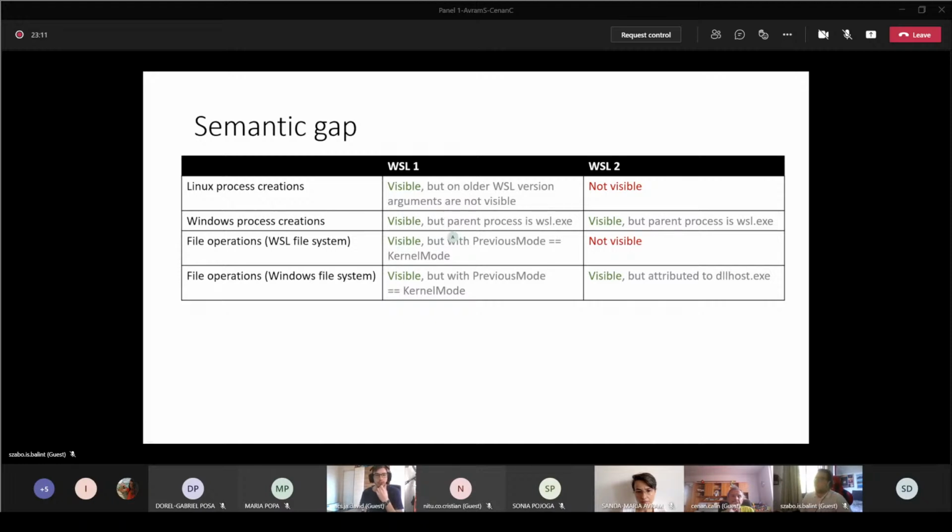File system operations are visible on WSL1, but with previous mode equal to kernel mode. This, as explained in the related work, may be ignored by AV vendors for performance reasons, and this action is not visible at all on WSL2. File system operations on the Windows file system are in the same category on WSL1, but on WSL2 they are visible, although incorrectly attributed to dllhost.exe.